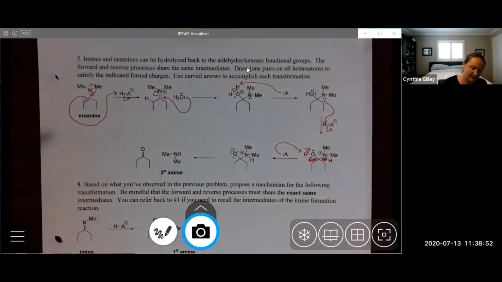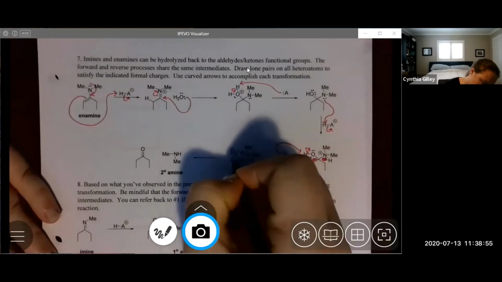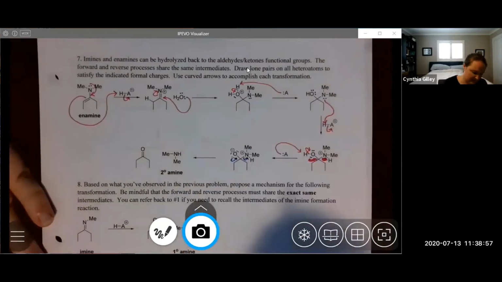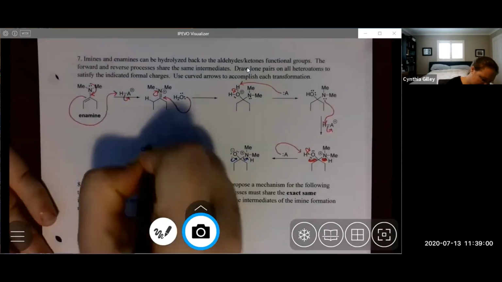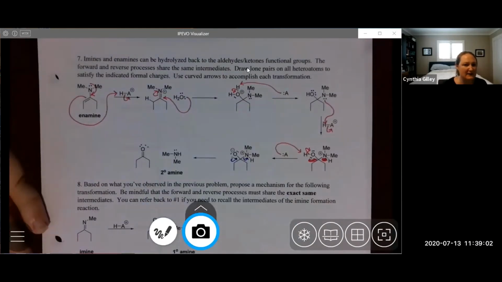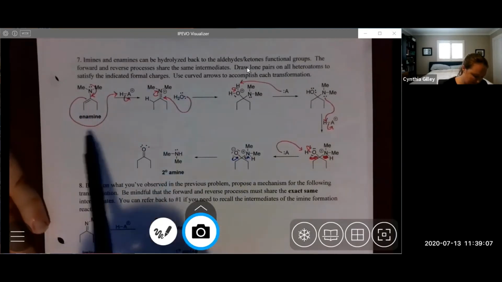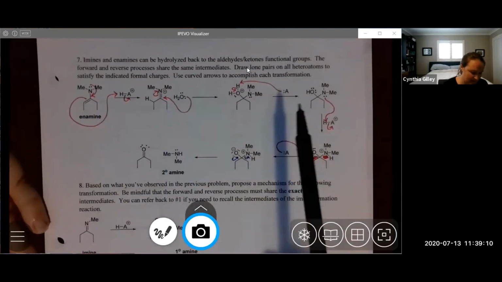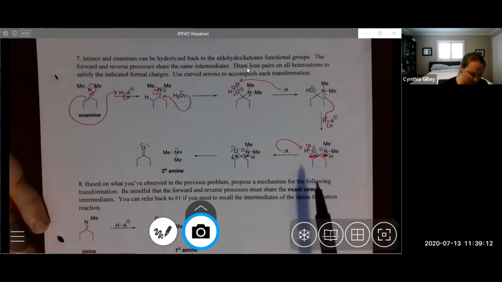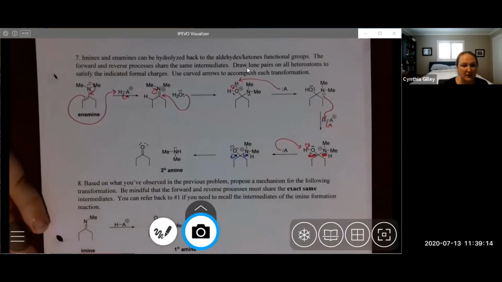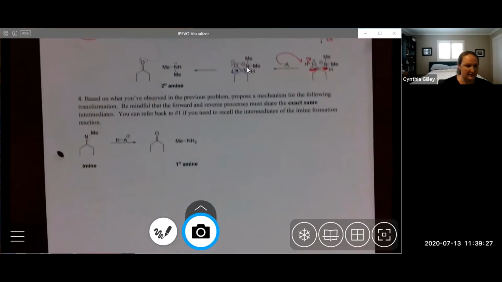Now we can kick out the amine and form the products. I don't think it tells us to label the steps, but basically it's a proton transfer, nucleophilic attack, proton transfer, proton transfer, proton transfer, loss of leaving group. And that generates all the same intermediates as the forward direction, but in reverse.